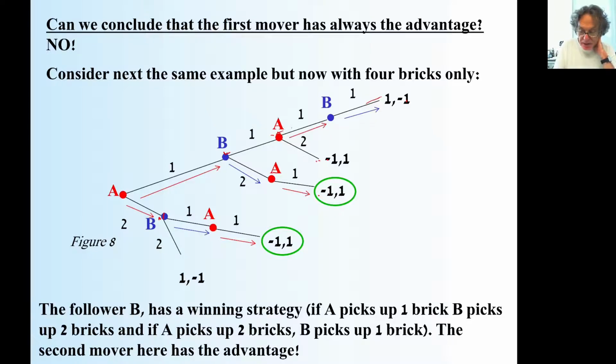The follower B has a winning strategy. If A picks up one brick, B picks up two bricks, and if A picks up two bricks, then B will pick up one brick, and then A will have to take the last one. The second mover here has the advantage. So is it true that the first mover always has an advantage? Here, for instance, it is not. Problem: can you analyze the general case with any number of bricks?